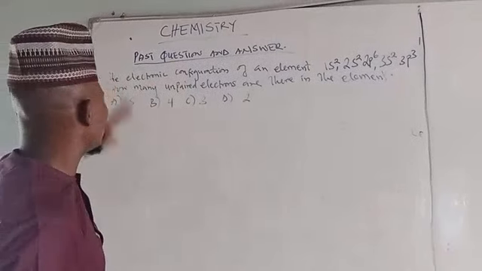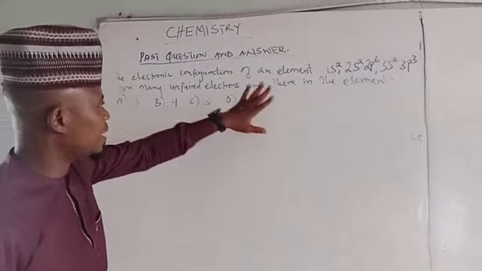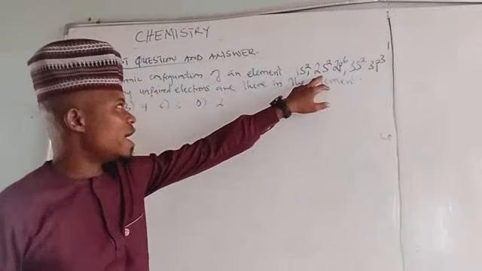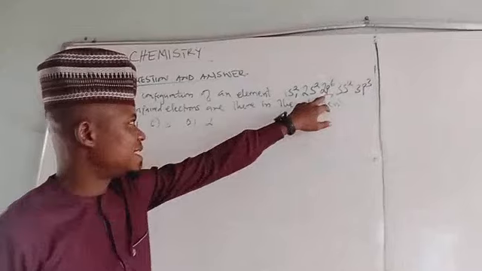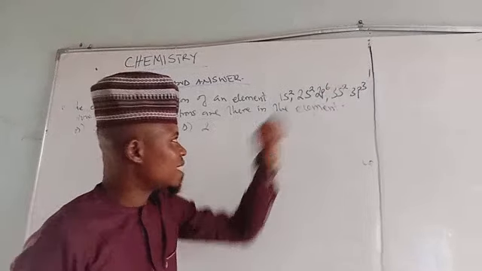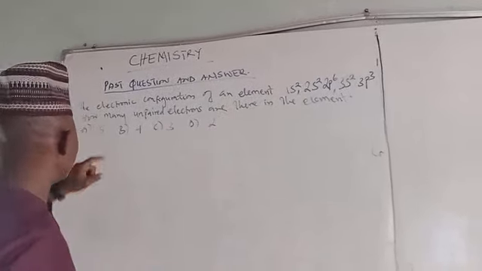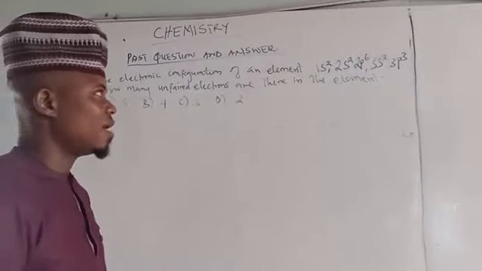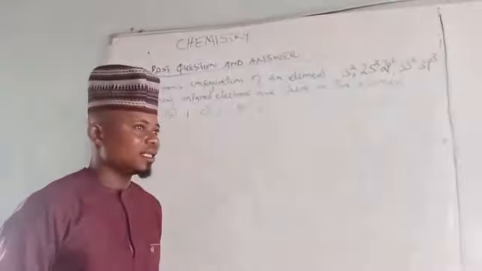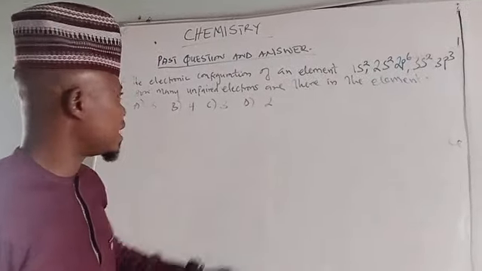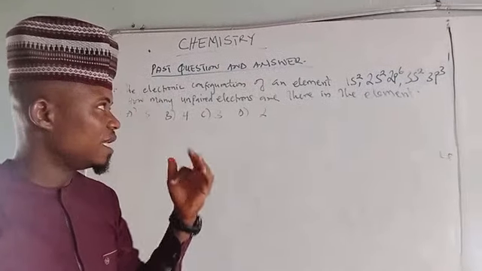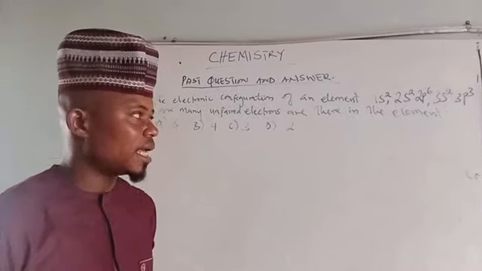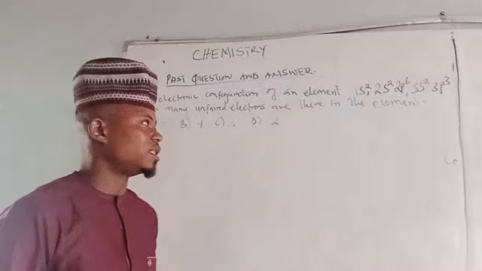Alright, the first question we're looking at is: the electronic configuration of an element is 1s2, 2s2, 2p6, 3s2, and 3p3. The question now is, how many unpaired electrons are there in the element? Now remember, we're discussing the orbitals, and we say the s orbital can take a maximum of 2 electrons, the p orbital a maximum of 6 electrons, the d orbital a maximum of 10, and the f orbital a maximum of 14 electrons.